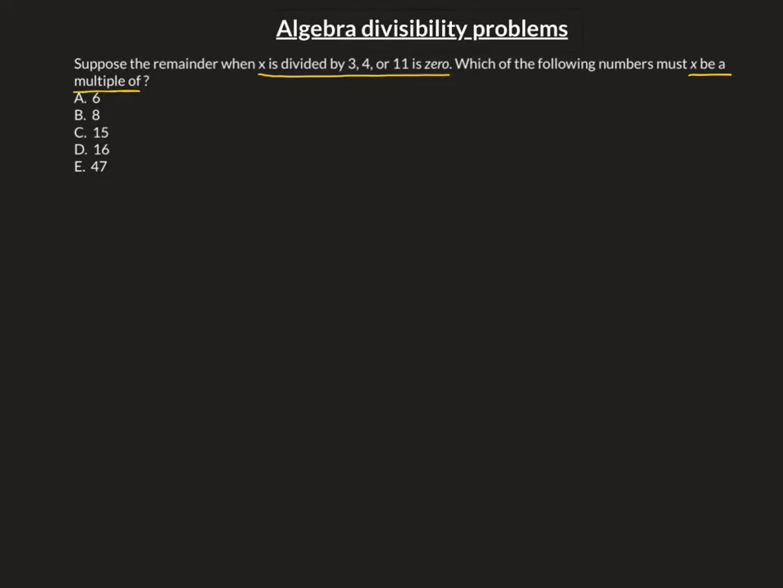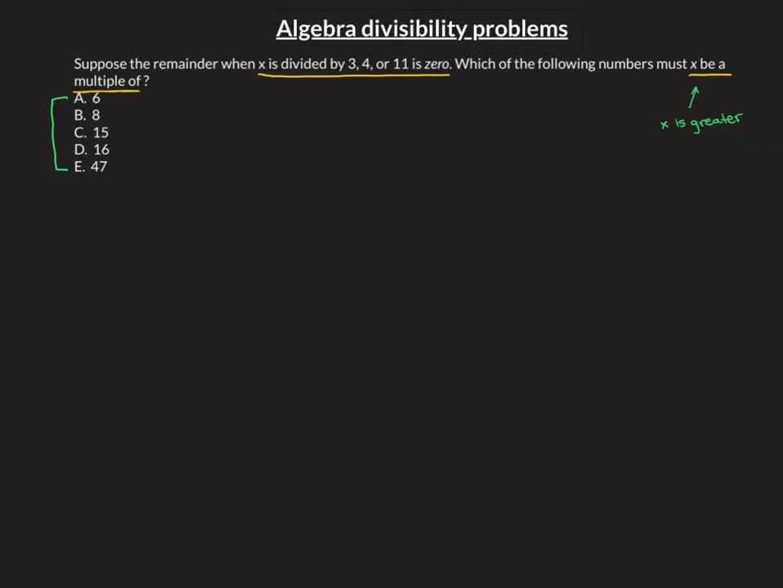Now, at the end of our question that's underlined, that's a little tricky wording here. Which of the following numbers must x be a multiple of? So basically, one of our choices over here on the left, multiplied by a given number, will have a product of x. So the choices on the left will be less than what we get as x.